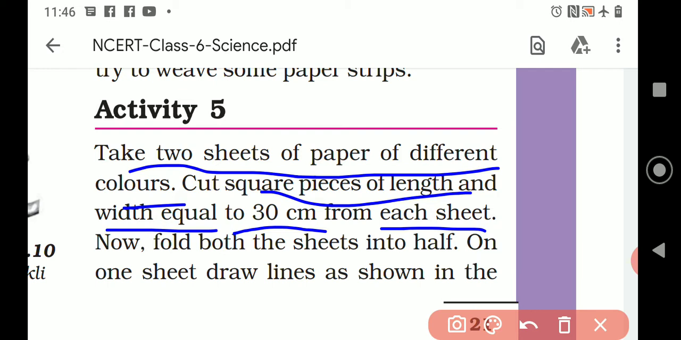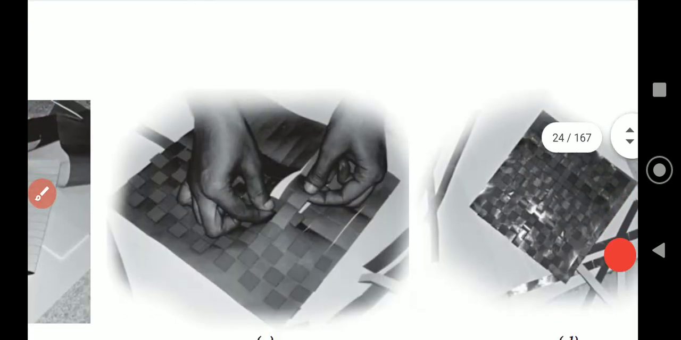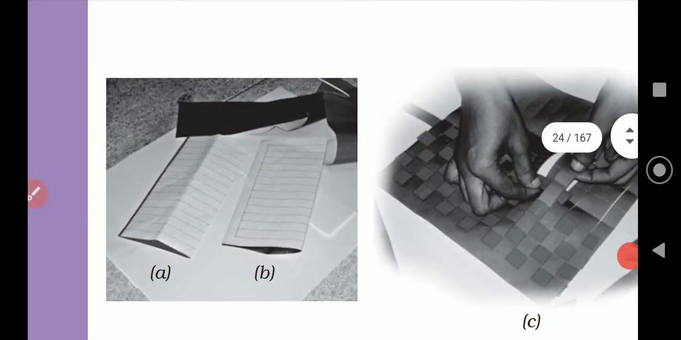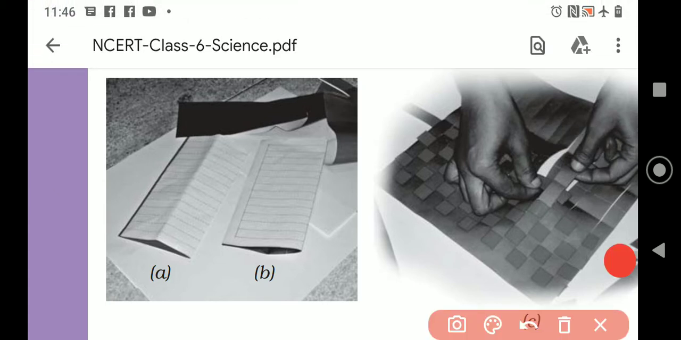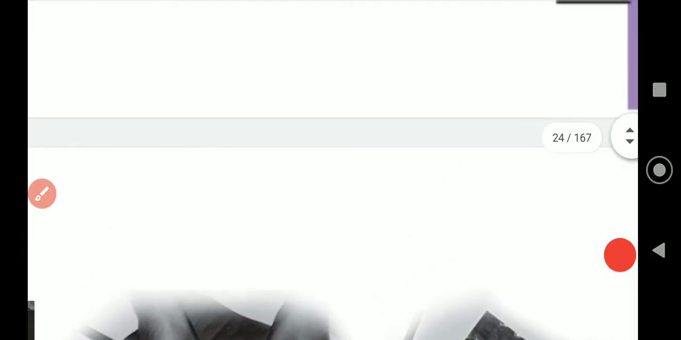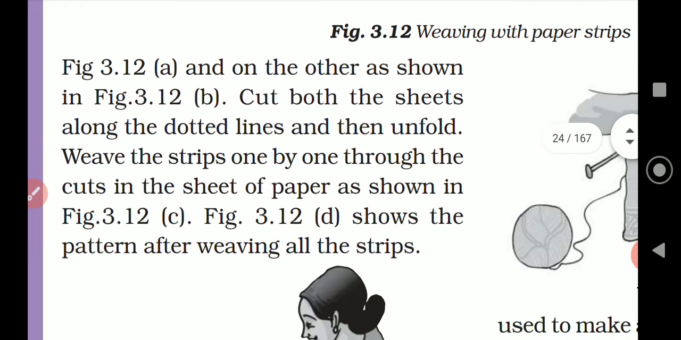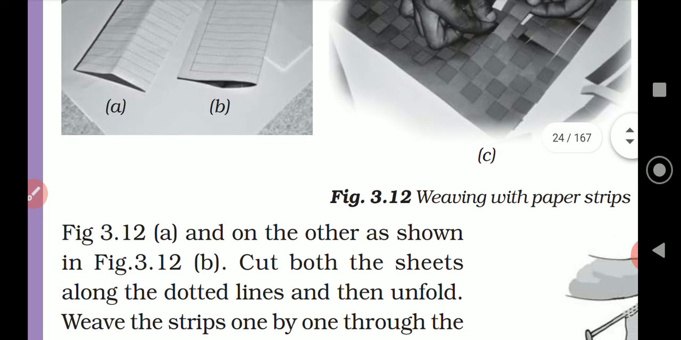On one sheet draw lines as shown in the figure. Okay, you can check in the first sheet how. First you have to fold it into half. You can check here, it's folded in the half and then the lines are drawn. Once the lines are drawn, you can see there is a margin drawn here, so you have to check this. So we have folded it and drawn the lines, as in figure 3.12a, and on the other as shown in figure 3.12b.